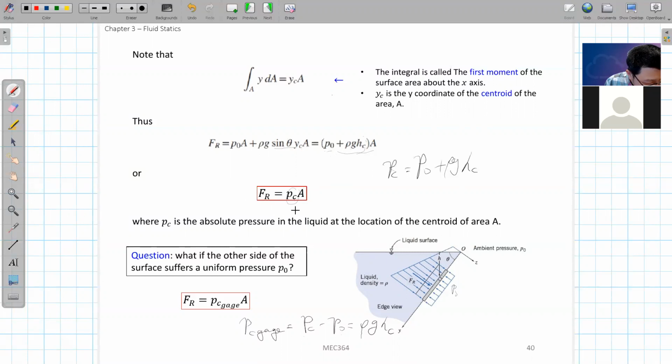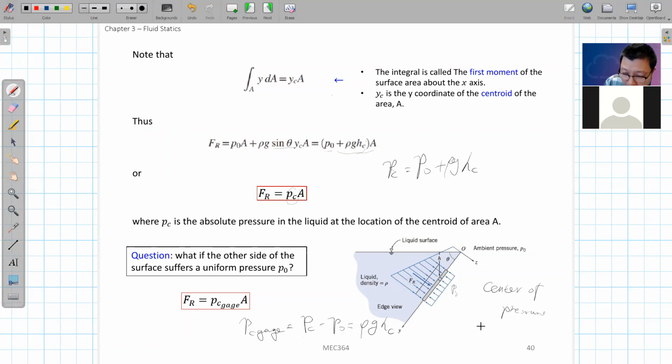So everything up until now, we were finding the resultant force. Today we need to find the so-called center of pressure. So where is the point of application of this force? Center of pressure.